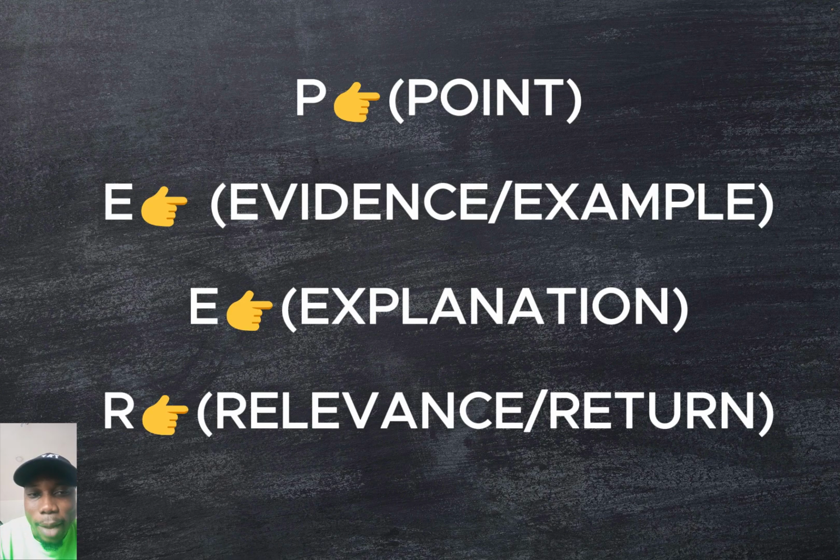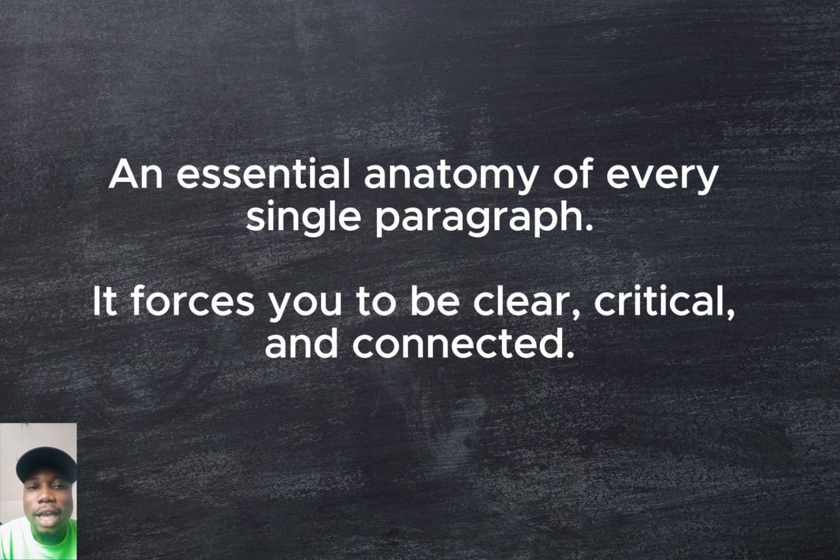So a quick recap, the PER method. PER stands for point, evidence, explanation, and return. So think of it as the essential anatomy of every single paragraph in your literature review. It forces you to be clear, critical, and connected.